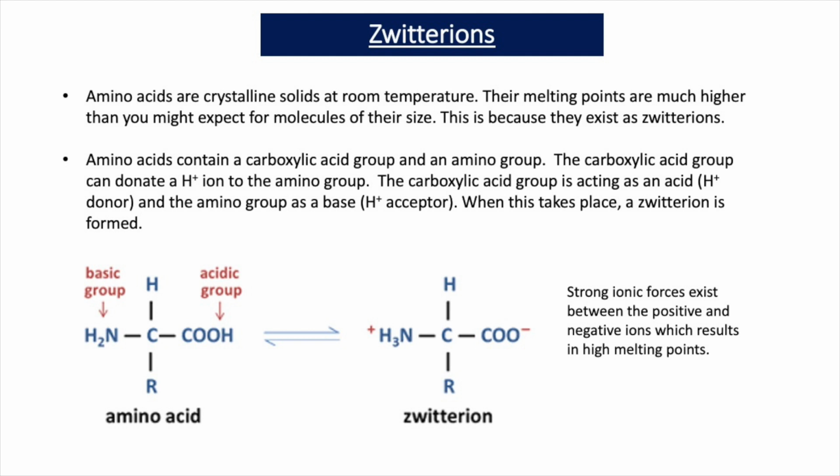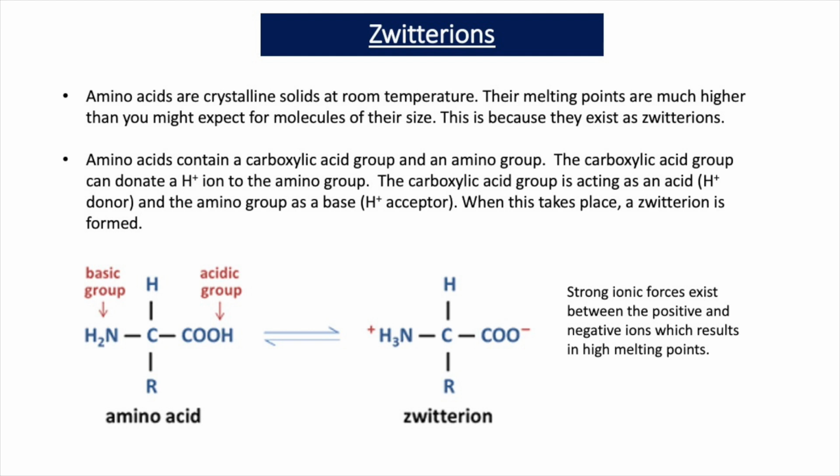Now, the formation of a zwitterion, where you have a positive NH3 group and a negative COO minus group, means that you have strong ionic forces that can exist between zwitterions. You can have strong electrostatic attraction between a negative group on a zwitterion and a positive group on another zwitterion. So there are strong ionic forces between zwitterions, which takes a lot of energy to break, and that results in high melting points.